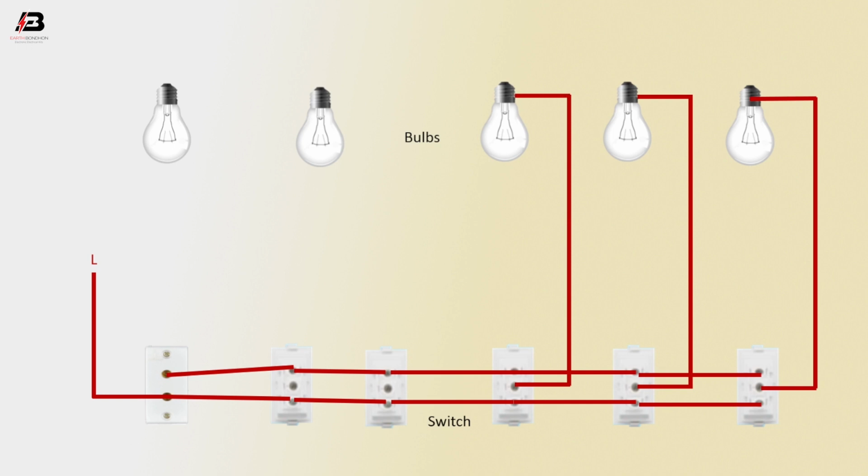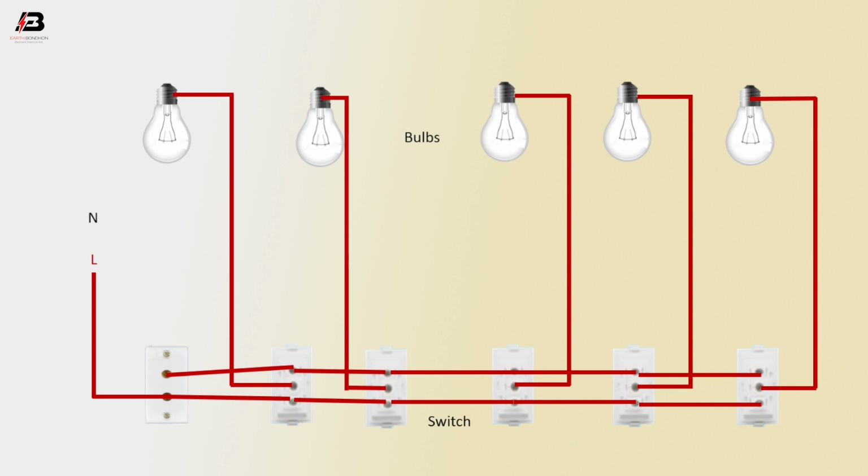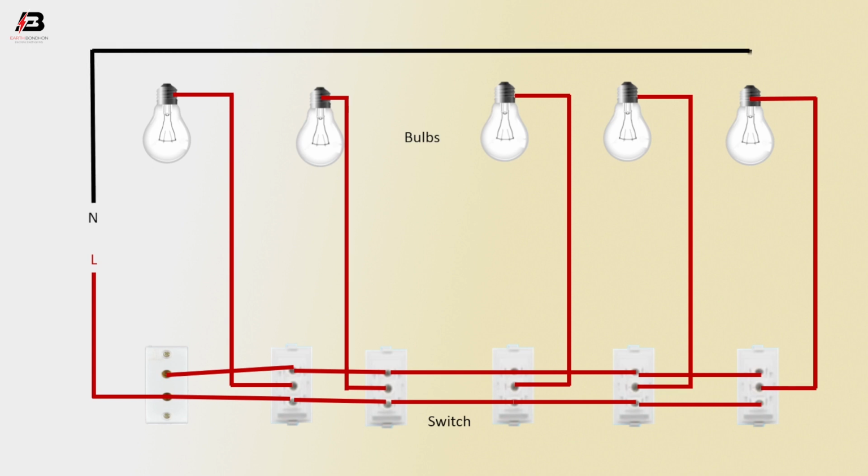Phase connection outgoing from switch 3 to bulb 2. Phase connection outgoing from switch 2 to bulb 1. Neutral connection to all load bulb 1, 2, 3, 4 and bulb 5. Now this circuit is ready for use.